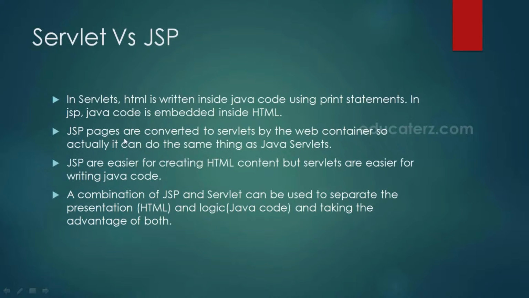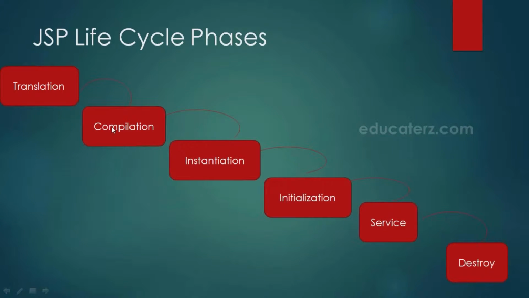These JSP pages are converted to servlets because a simple JSP page cannot process the client request. Internally, it is converted into a servlet by the web container, and the servlet is the one which actually creates the client's response. So JSPs are easier for creating HTML content, but servlets are easier for writing Java code. Every technology, like servlet and JSP, has its own advantages. So a combination of both can be used to separate the presentation logic and the application logic and take advantage of both.